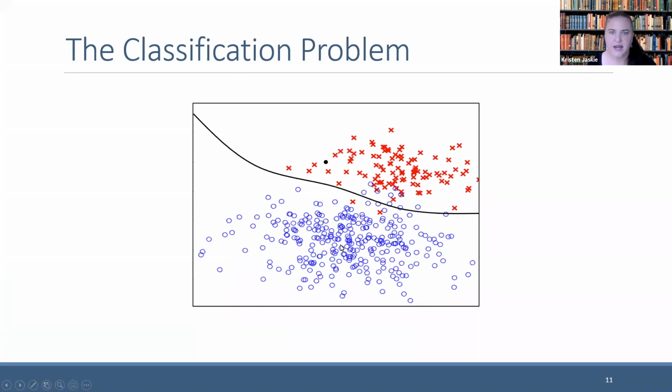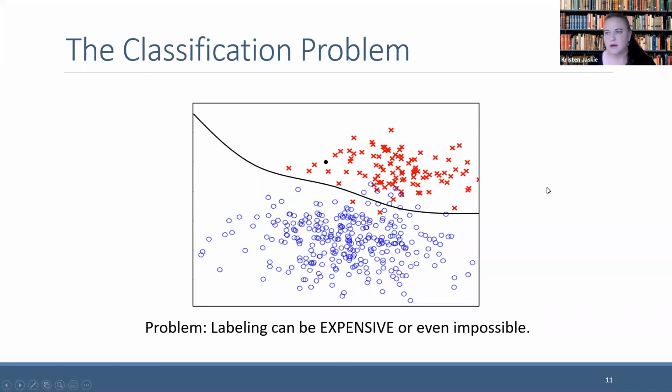We have two types of data, and our goal is to define a decision boundary between these two sets of data so that given a new data point, we can identify whether it belongs to the positive set or the negative set. The problem is that labeling all this data can be very expensive. And in the real world, we often don't have labels.